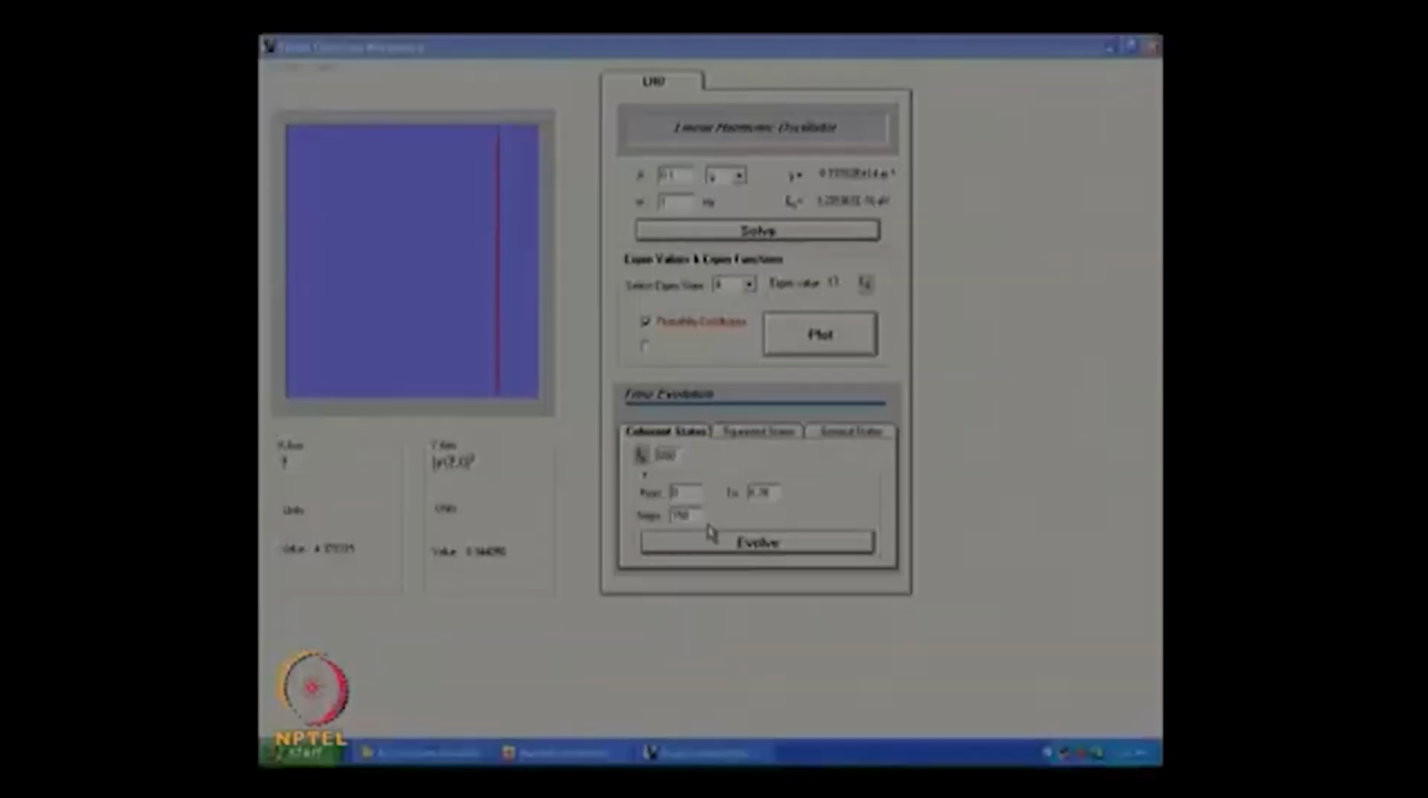So, if I make this value of xi 0 still larger, I will explain that in my next lecture. Then it will become even sharper, and let me make it in a larger number of time steps. This is a software which is available with my book on basic quantum mechanics, which has also been published by Macmillan. So, you will see that the wave packet oscillates back and forth.